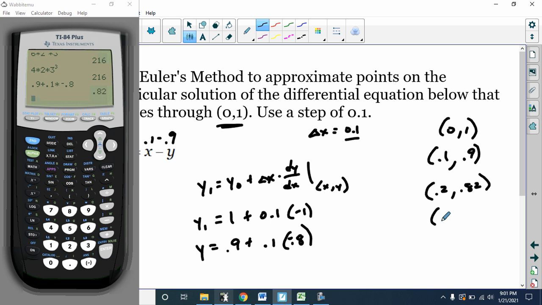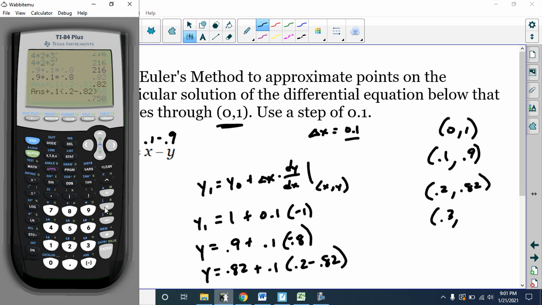And you just keep going. 0.3, going up by 0.1s. My new y value is my previous y value plus my step times x minus y, the derivative evaluated at the previous point. So 0.2 minus 0.82. So I take that previous answer and add 0.1 times 0.2 minus 0.82. My new y value is 0.758. And you can do this as many times as is necessary. We'll do it one more here.